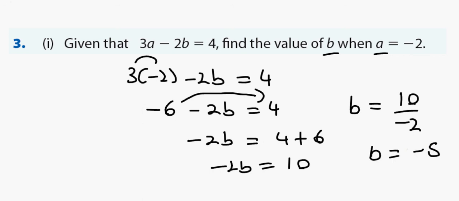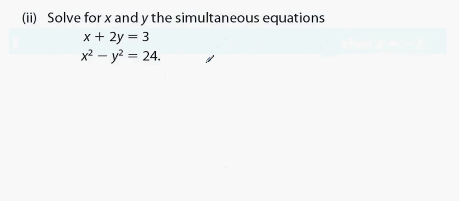Okay, solve for x and y, the simultaneous equations. The first thing we can do here is we need to get x or y on its own. Now you have a choice. You can move the 2y over, and you can say this one's the linear because it has no x squareds and y squareds, and this one's the quadratic.